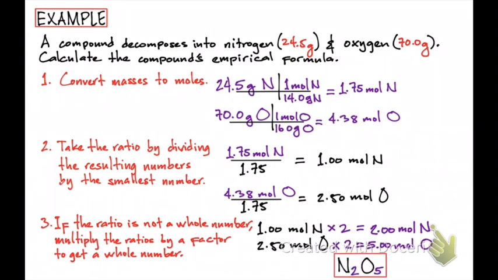So now we can write the empirical formula as N2O5. The subscript 2 here represents the number that you calculated, 2 moles, and then 5 here for 5 moles of oxygen. And whenever you're writing the chemical formula, you want to do that in alphabetical order. So N goes first before oxygen.